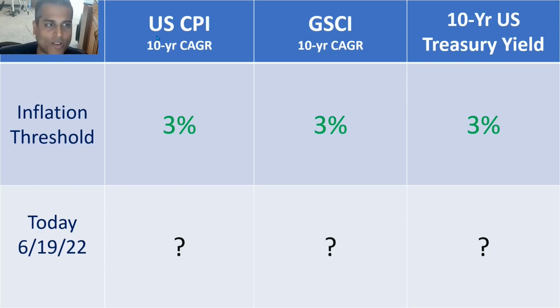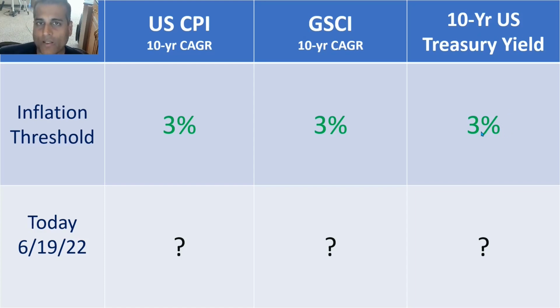Number one is the US CPI, 10-year compounded annual growth rate. Is that 3%? Number two is the Goldman Sachs Commodity Index, perhaps the most important of the three. Is that at a 3% 10-year compound annual growth rate? Because that involves commodities that are priced worldwide and traded worldwide. So it's not riggable the way some people claim that the US CPI is rigged. And it's traded freely worldwide, so it's very comprehensive and holistic because oil, natural gas, gold, everything is included in that. And the third one is the 10-year US Treasury yield.